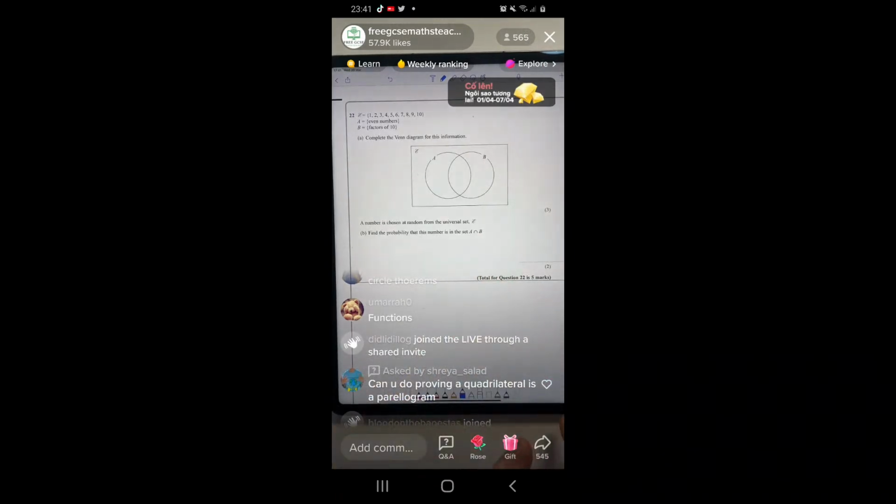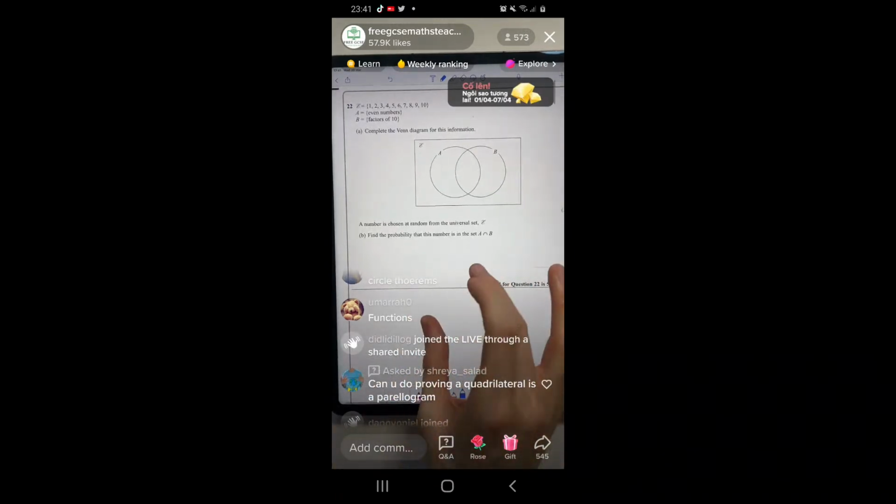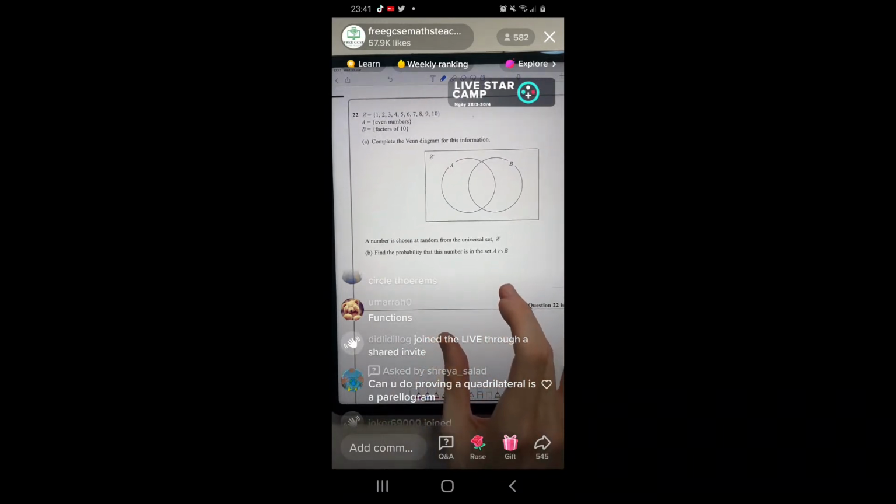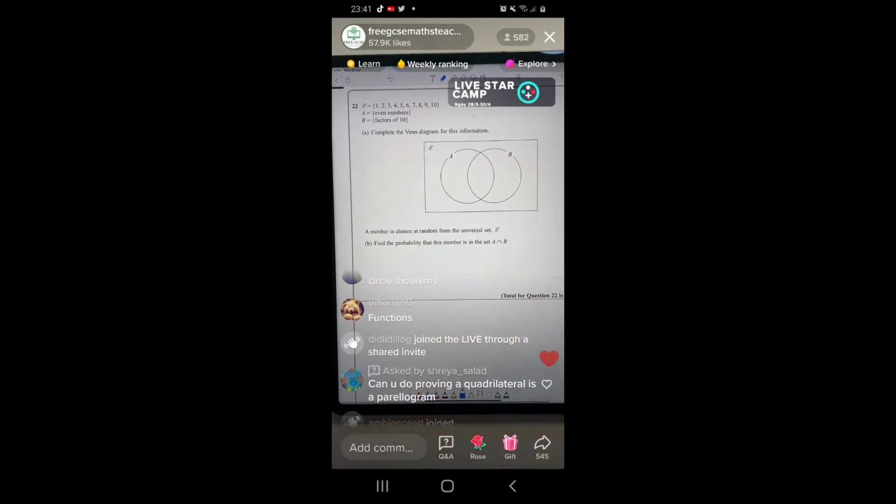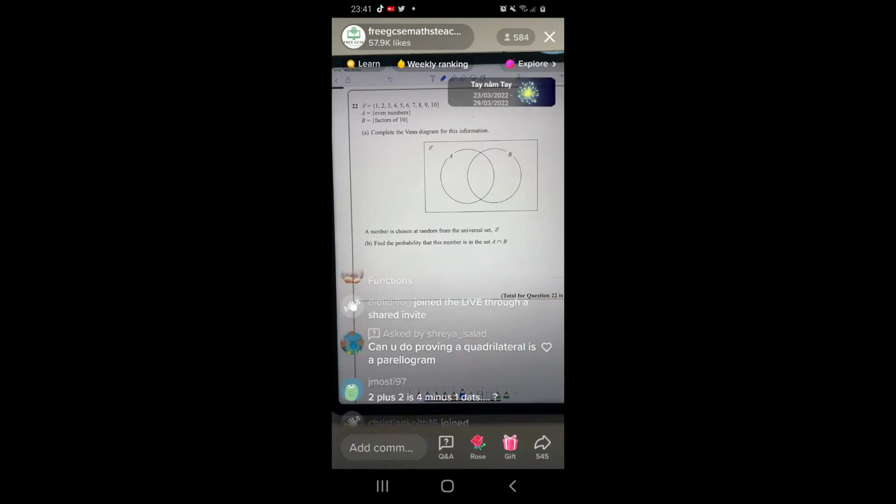So just answer this one question on a Venn diagram, then we'll move on. It's 5 marks, and it was on foundation and higher, so don't worry whatever tier you are. Have a go at the following. Where do we start? 5 marks: 3 marks for completing the Venn diagram, and 2 marks for finding the probability the member is in set A and B.